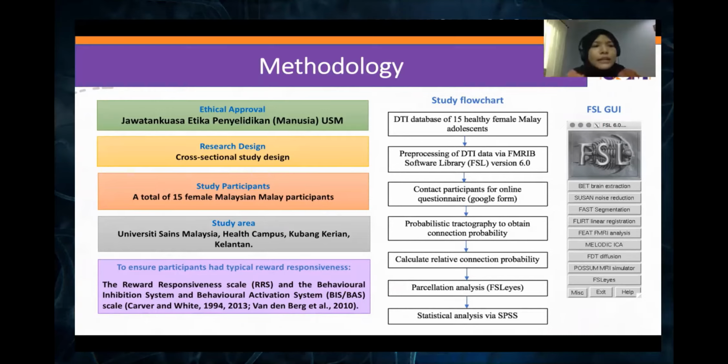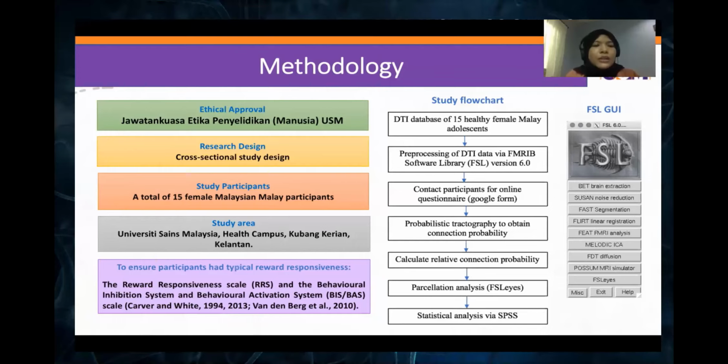So the DTI database of 15 female Malay adolescents was obtained first. You can see it within the study flowchart. And we did the pre-processing of DTI data, contacted participants for the online questionnaire via Google Form, probabilistic tractography to obtain the connection probability, calculated the relative connection probability, parcellation analysis via the FSL software, and statistical analysis via SPSS.